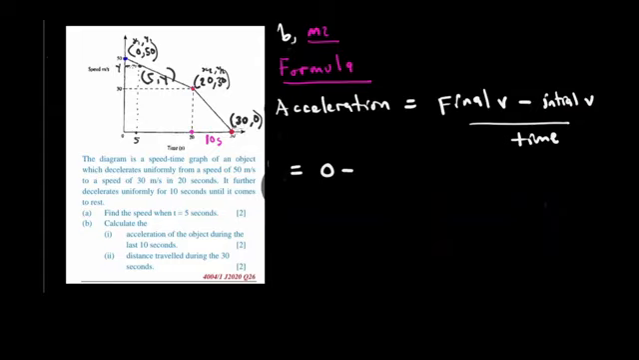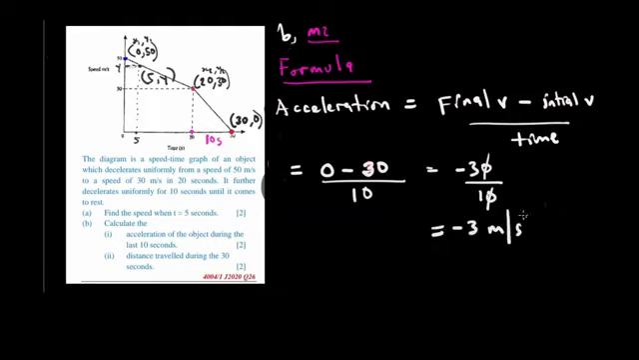It's the last 10 seconds on our speed time graph, which is represented from this point where time is equal to 20 and this point where time is equal to 30. So our initial velocity is actually 30 meters per second. Then what is the time? As specified in our question, the time is 10. So if we say 0 minus 30, we find minus 30 divided by 10. We are going to find minus 3 meters per second squared.